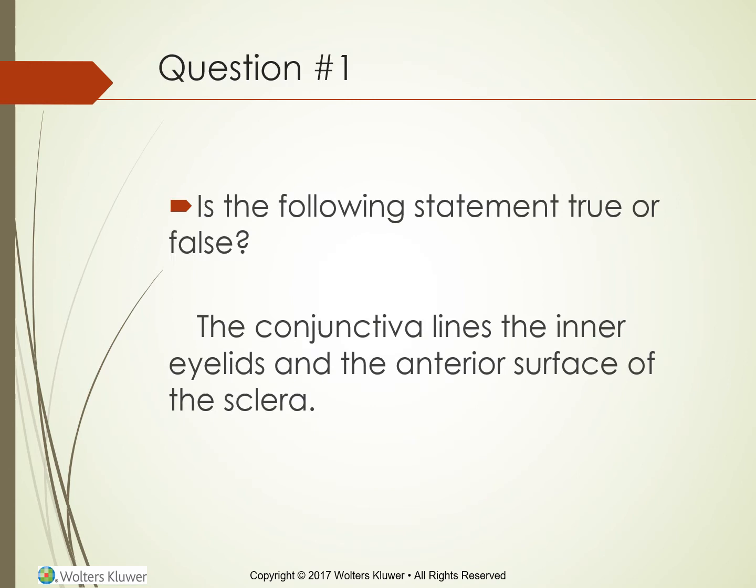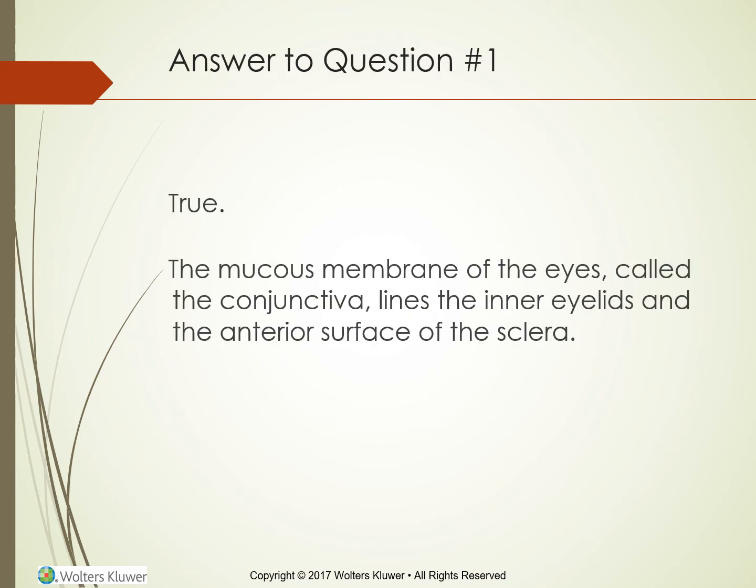Question: is the following statement true or false? The conjunctiva lines the inner eyelids and the anterior surface of the sclera. This is true. The mucous membranes of the eyes, called the conjunctiva, line the inner eyelids and the anterior surface of the sclera.